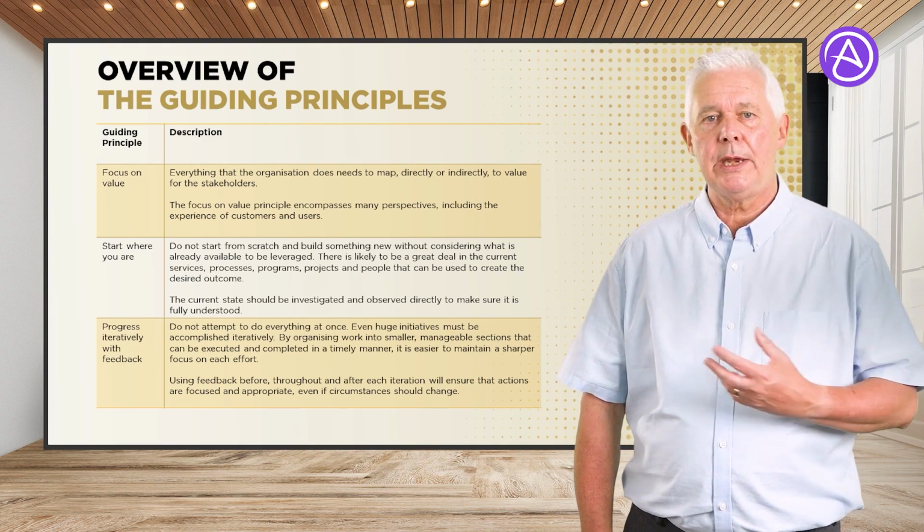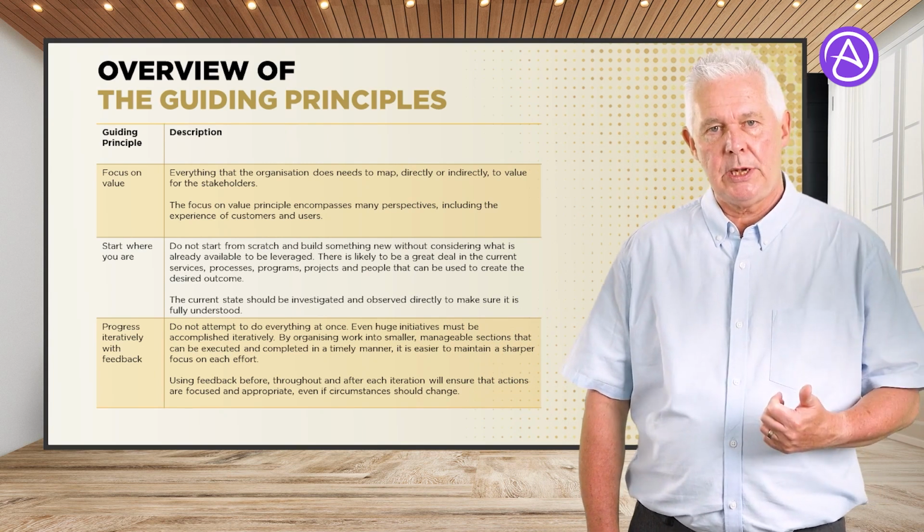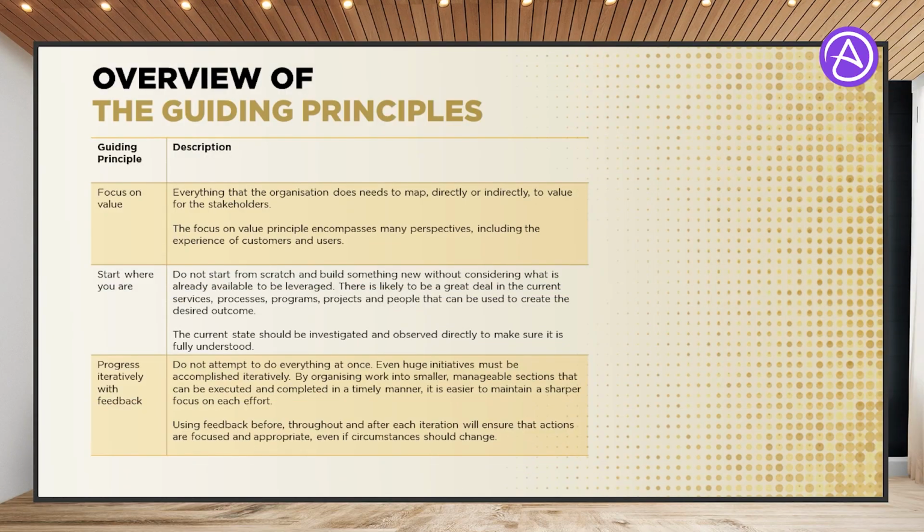So start where you are. Those two lenses. Look at what we've already got. Can we reuse it? If so, that's great. If not, at least we've considered it. And secondly, before we make any improvement or do anything different, we need to get those baseline measures. We need to understand the current state.